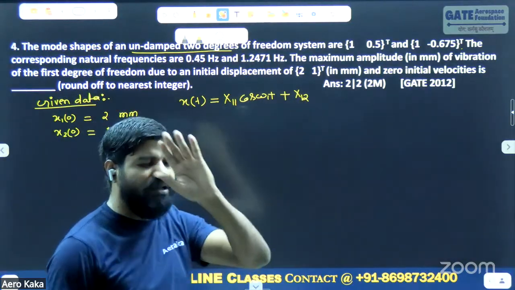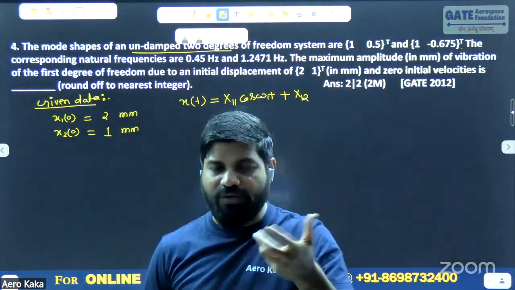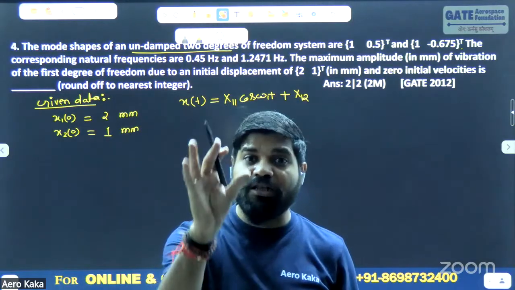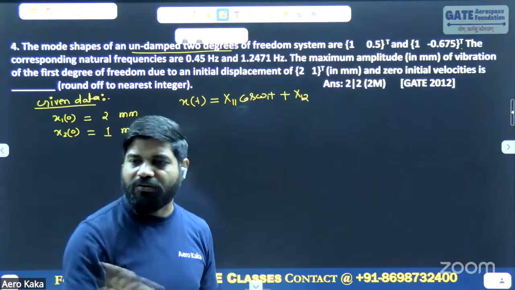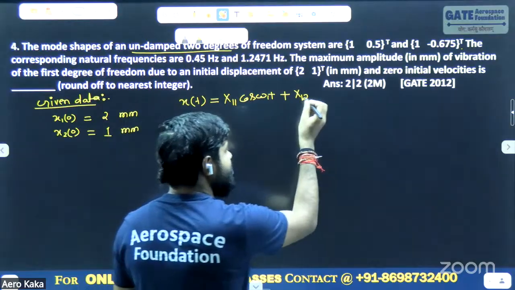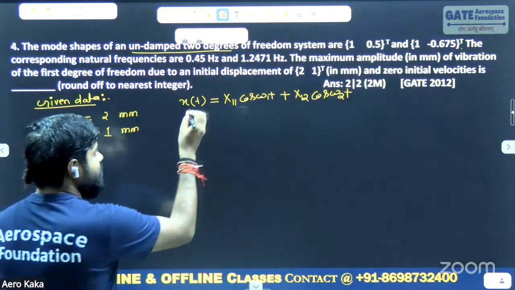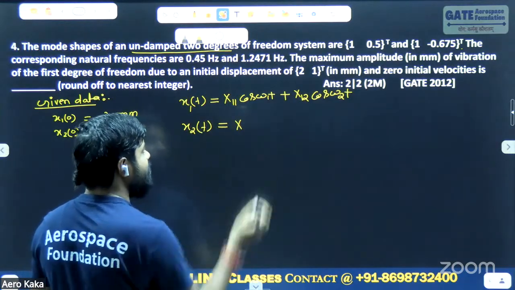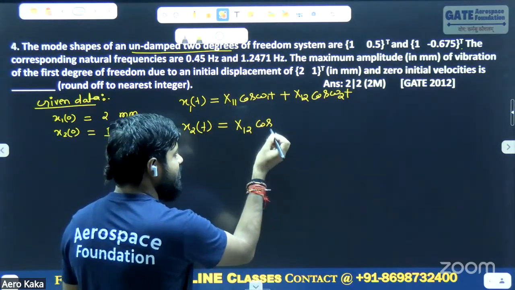Cosine function. See, what I told you: if the initial velocity is 0, then we have to describe the displacement at any time in terms of the cosine function. If the initial velocities are not 0, then you just have to replace the cosine function by the sine function. So why are you confusing? X11 cos omega 1 t plus X12 cos omega 2 t. Right? That's the equation, the displacement x1 at any time that we can write here. What will you write? X12, right? Cos. Tell me.